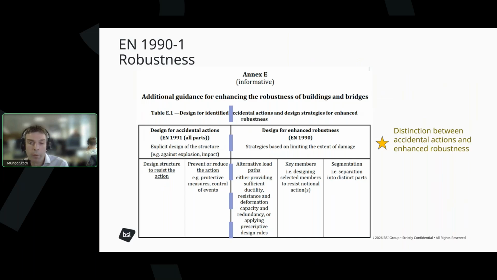And what enhanced robustness means is where there is an unknown or unidentified accidental action, and you're considering strategies such as alternative load paths or notional removal of elements, and then making sure that the structure has a global ability to survive that event. On the left-hand side, design for accidental actions, where an accidental action is given, for example, in EN 1991-1-7, then you simply have to design the structure to resist that particular action.